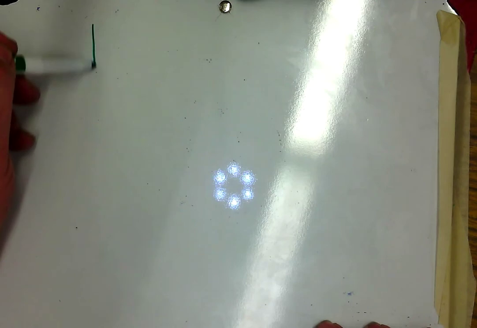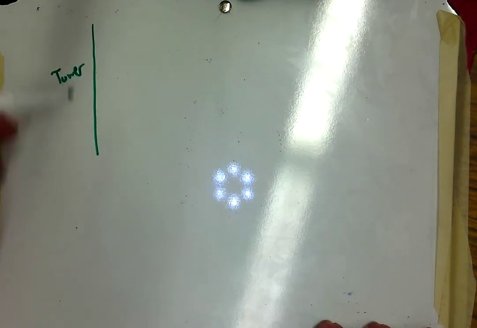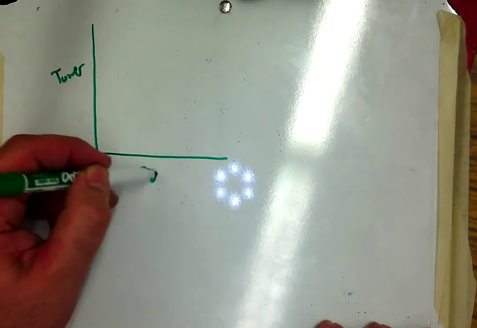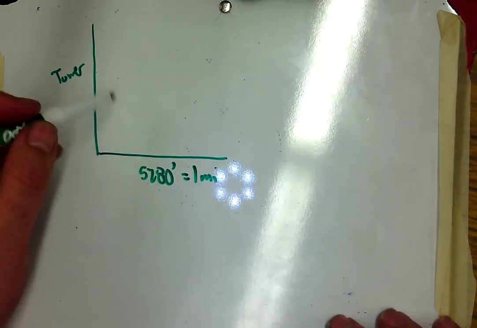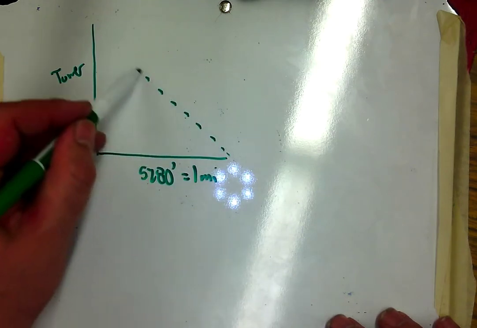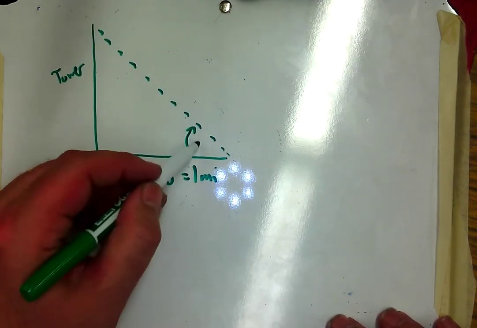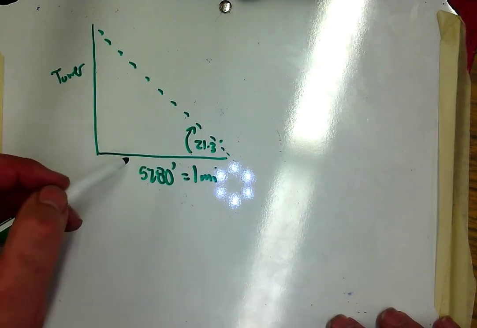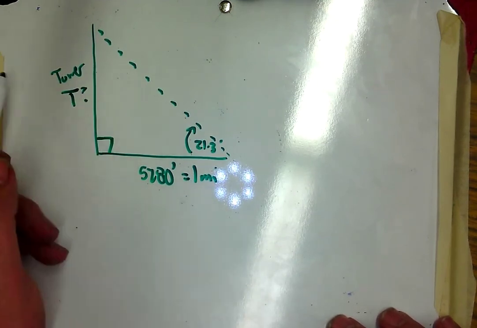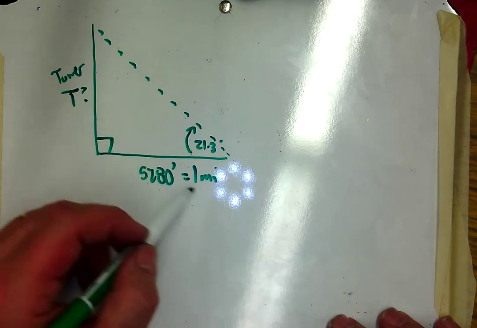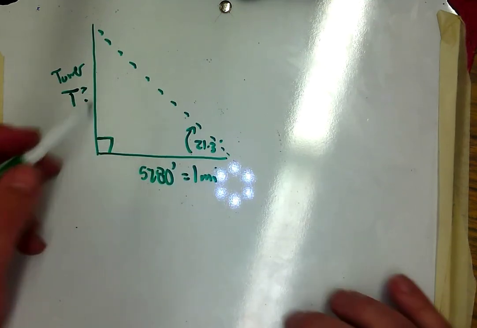The tallest TV transmitting tower in the United States is in North Dakota. If you stand a mile back from the tower, 5,280 feet is 1 mile, then you'll notice that you have to look up with an angle of 21.3 degrees. That's our angle of elevation. And we're asked to find out how tall the tower is. So this looks like a fairly straightforward right triangle problem.